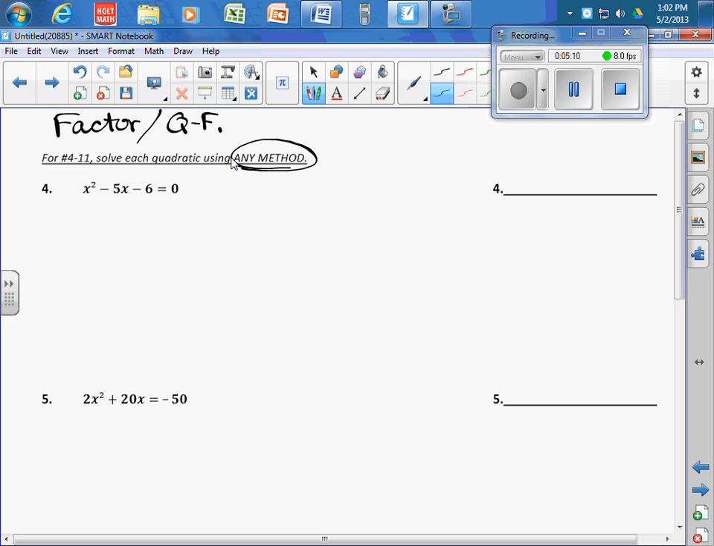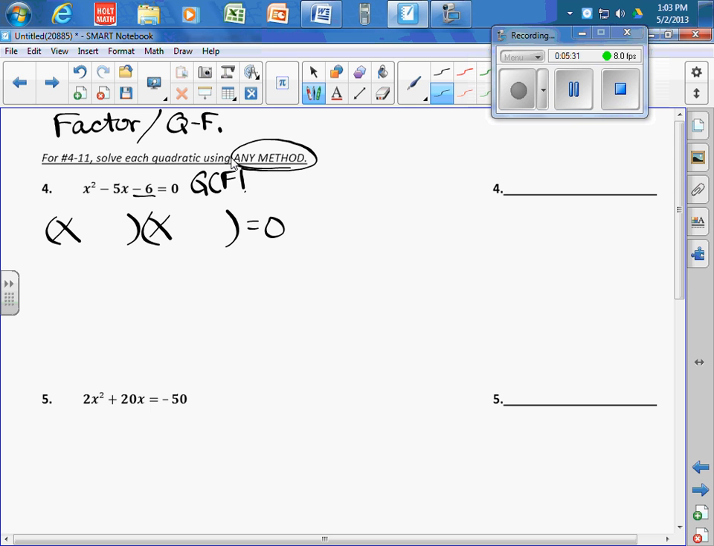So the first thing I would do, because it's quicker and sometimes easier, is let's see if we can factor this. First of all, do we have a greatest common factor? No, we do not. But I can break it down into two parentheses. I know that x times x is going to give me the x squared. I have to have factors of negative 6.